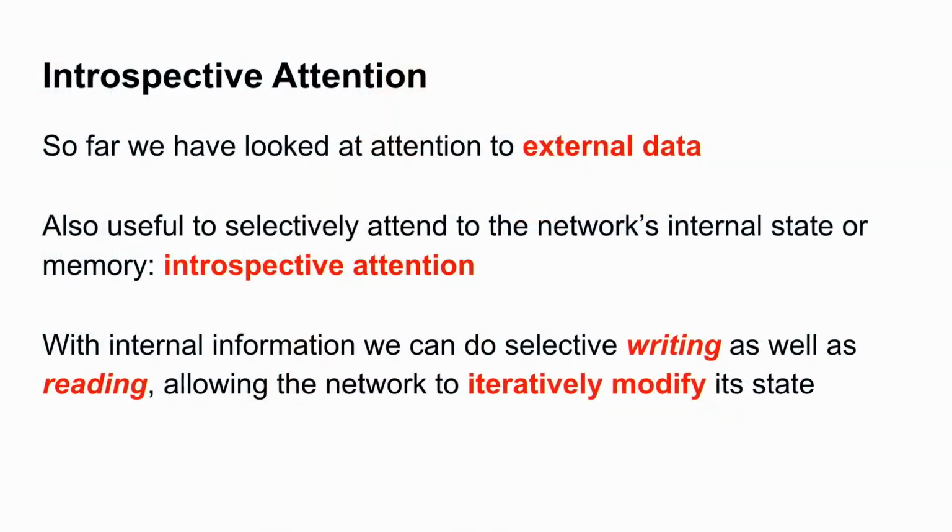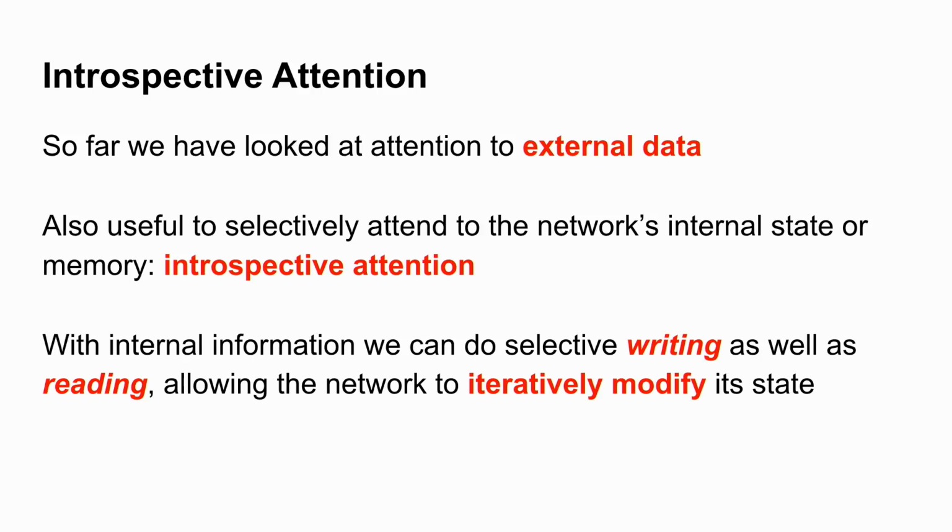For the next section of the talk, we will consider what I call introspective attention. The kind of attention we looked at so far was selectively attending to some kind of external data. You had an input sequence in one language that you were attempting to translate into another, and you attended to some part of that input sequence. You had an image that you were attempting to classify, and you selectively attended to some part of that image. So it's quite a straightforward form of attention.